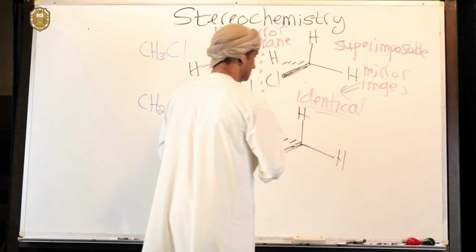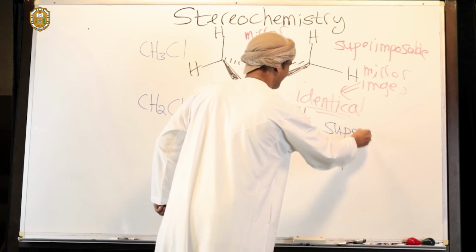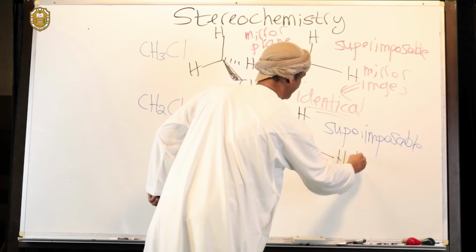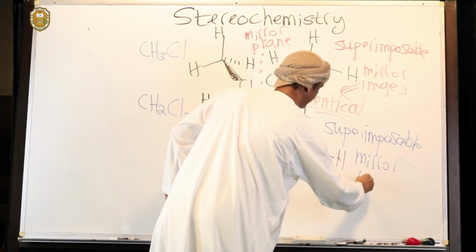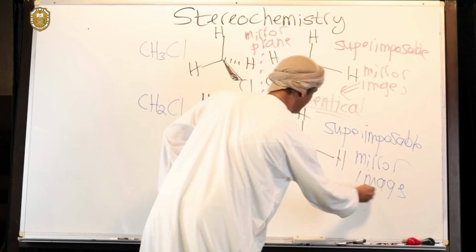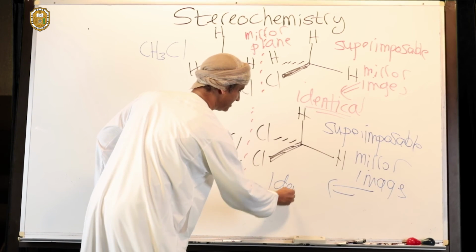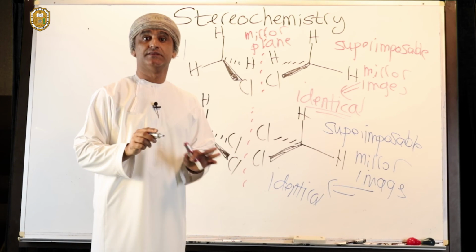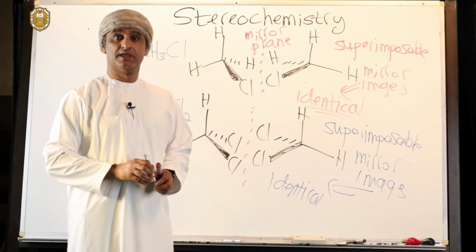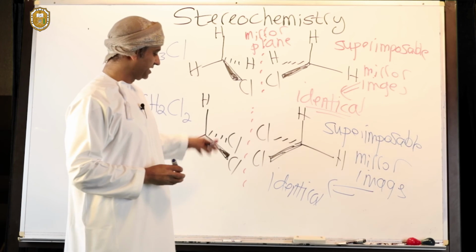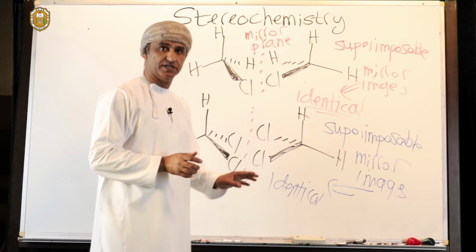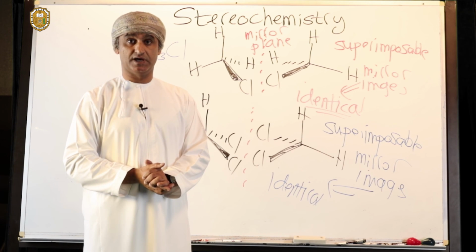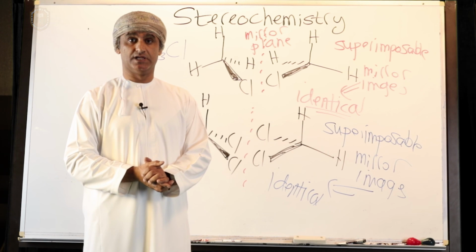So these are superimposable mirror images. Therefore, they are identical. They do not represent different stereoisomers, if you like. They represent exactly the same compound. So the conclusion after this is that mirror images which are superimposable on each other are actually identical structures.